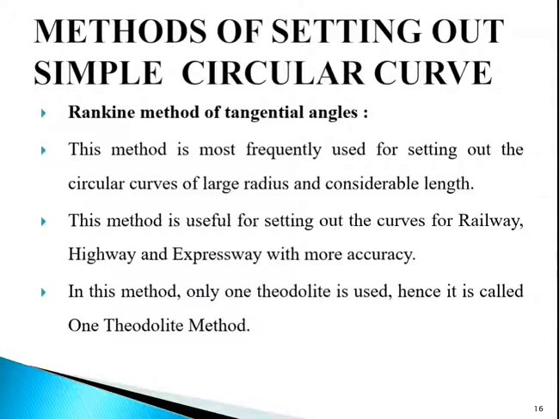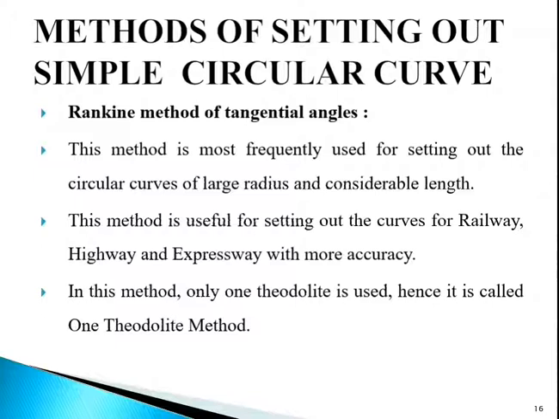This method is most frequently used for setting out circular curves of large radius and considerable length. This method is useful for setting out curves for railway, highway and expressway with more accuracy. In this method, only one theodolite is used, hence it is called the one theodolite method. Be sure you remember this name also. It is also known as the deflection angle method.